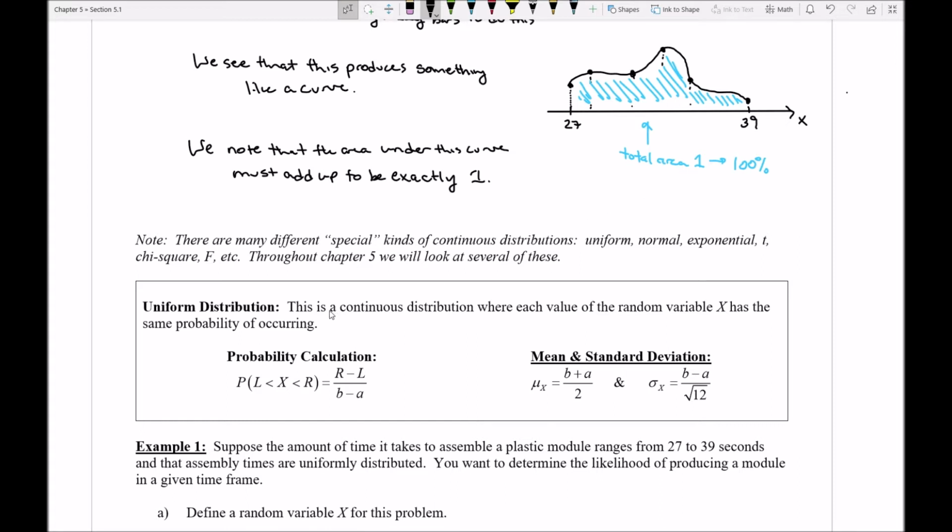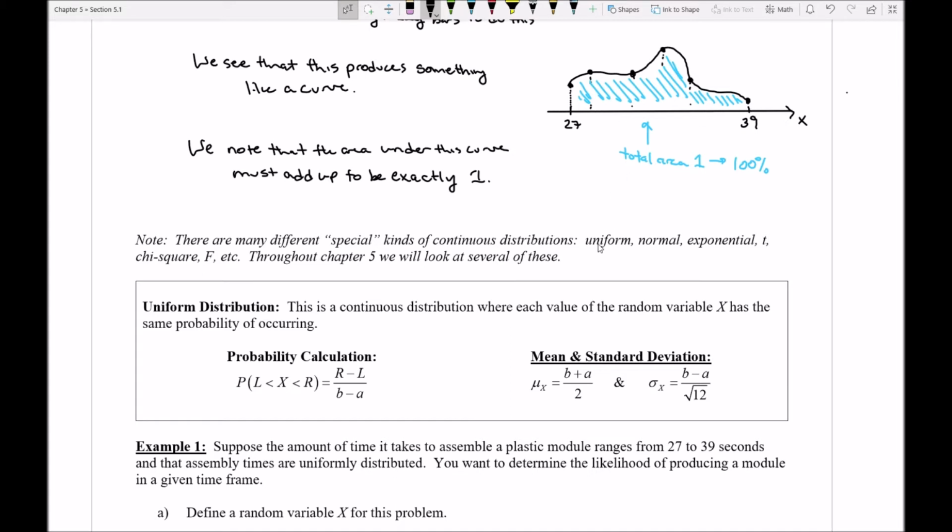If you take a look at the box down here, I say that a uniform distribution is a continuous distribution where each value of the random variable x has the same probability of occurring. If I think about what that means, each bar in the picture up here that I would have drawn would have had the same height because they have the same probability. And I could think about what that would mean my curve would look like. I would end up with a curve that would be perfectly flat, like a straight horizontal line.